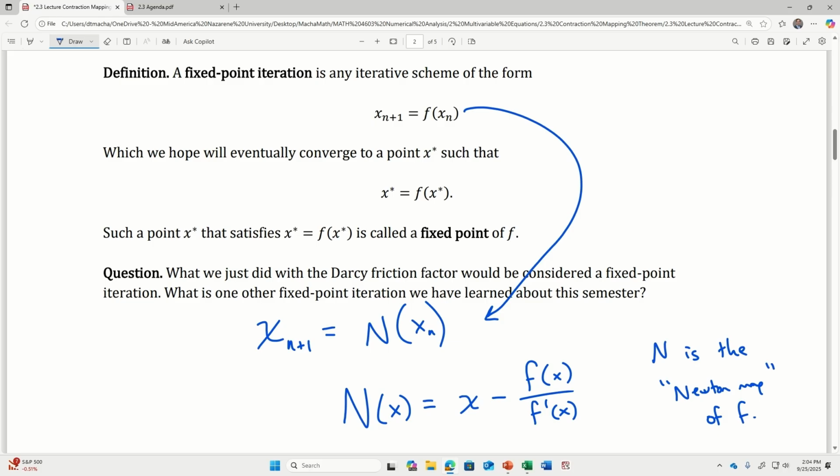But I wouldn't say the bisection method is, because like I said, it relies on a lower bound and an upper bound that get updated, not just the previous iterate. Same thing for secant method. Secant method technically doesn't fit the bill because it requires the previous two iterations to do the secant method. So really the Newton method is the only other fixed point iteration we've learned about. But this is the strict, rigorous definition of fixed point iteration.